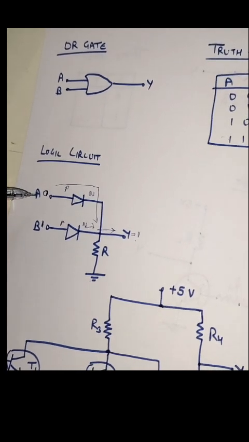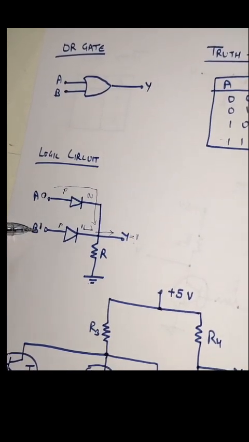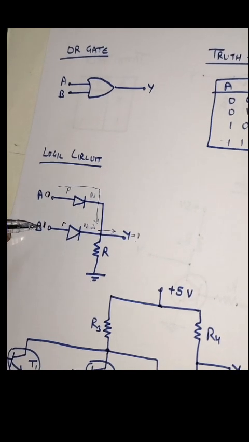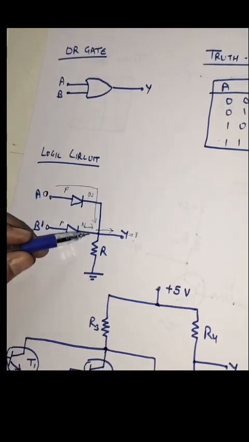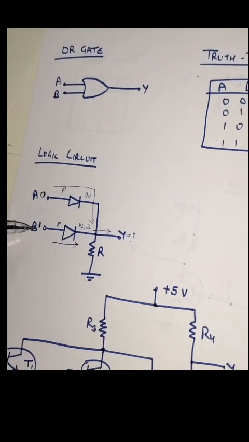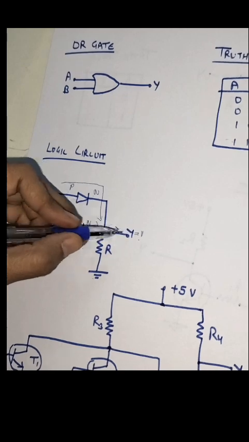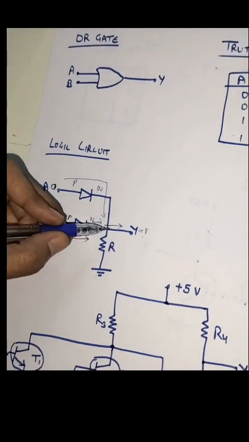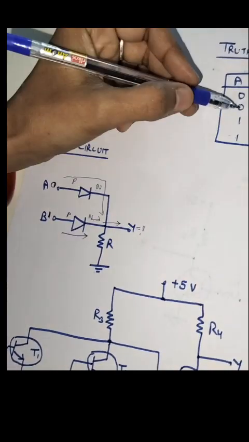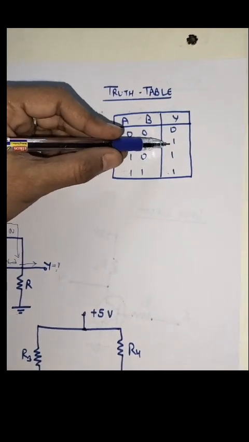Now A is equal to 0 and B is equal to 1. Now this diode will not be forward biased, it will not conduct. Only this diode will conduct, as 1 is given to the P side and ground is connected to the N side. All the current will flow from this diode towards the output side, not towards the ground. So we will get a 1 output.